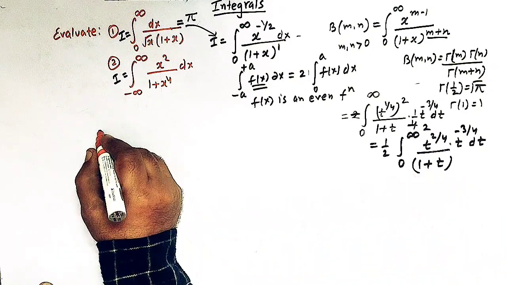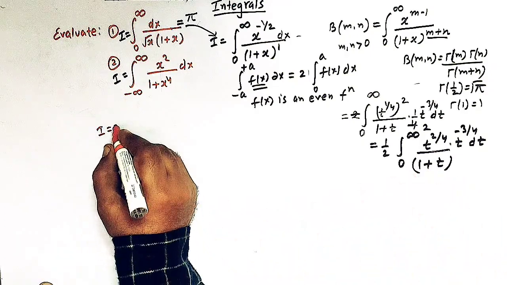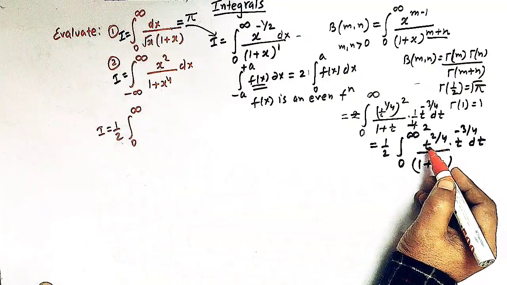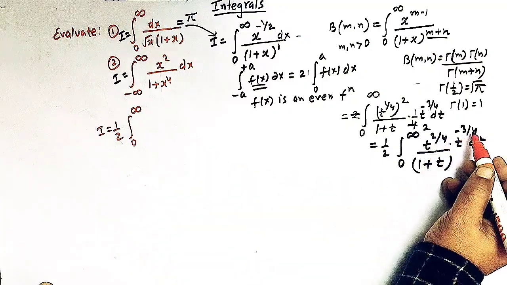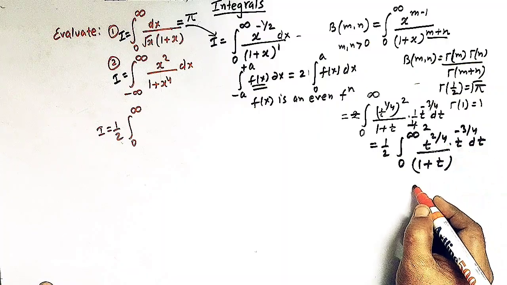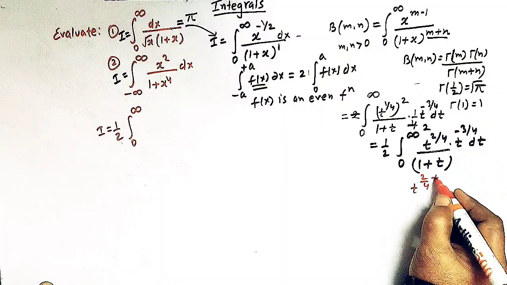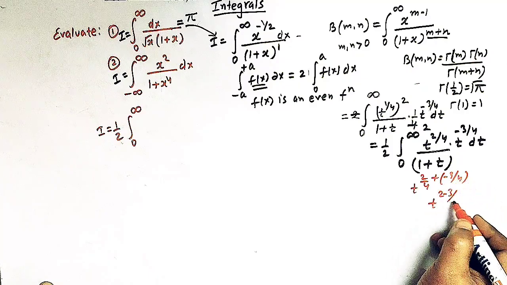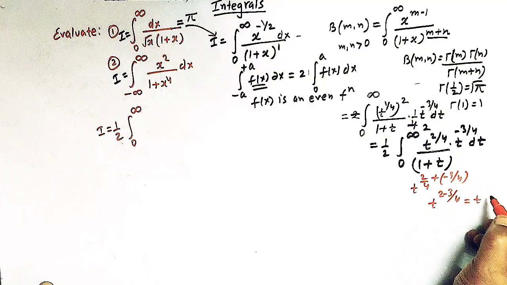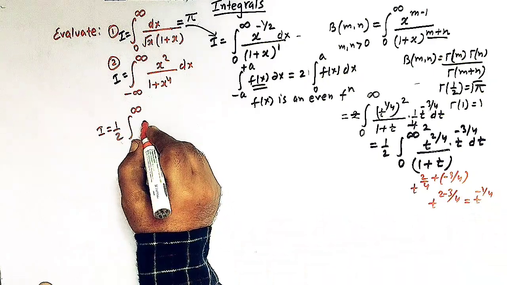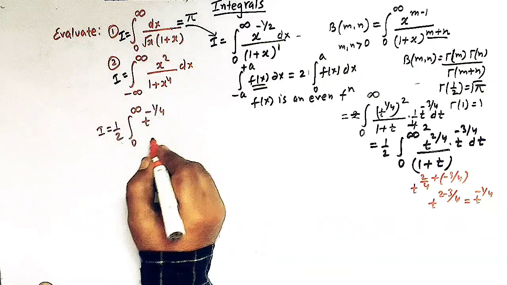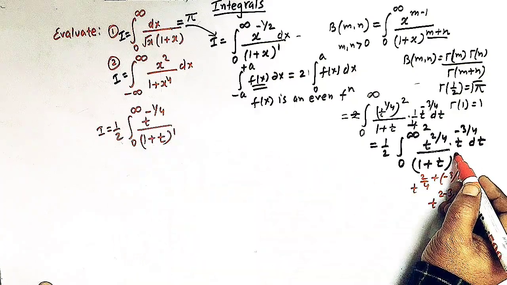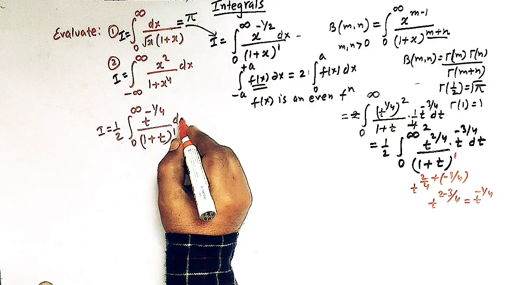So now we can write I is equal to half, 0 to infinity, and here the bases are the same, so we can add the exponents. So we have t raised to 2 by 4 plus minus 3 by 4. So this is 2 minus 3 by 4, that is t raised to minus 1 over 4. So here we have t raised to minus 1 over 4 and 1 plus t raised to 1. So here we can take 1, and here we have dt.